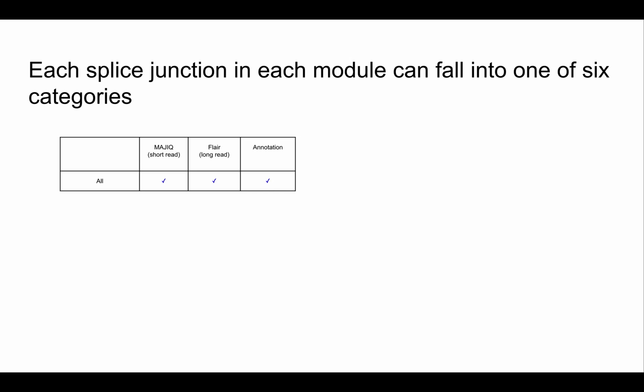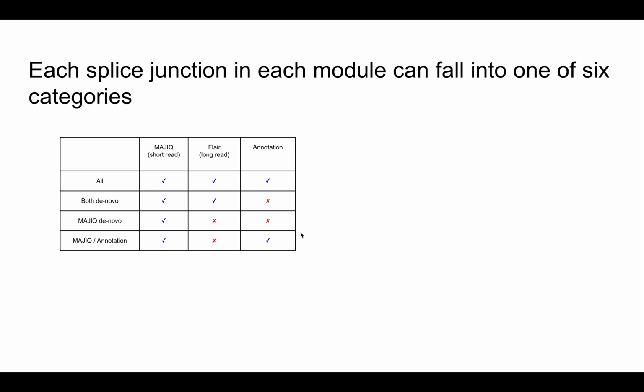Each splice junction in each module can fall into one of 6 categories. All represents when the splice junction is detected in all sources of information. De novo means when the splice junction is not found from annotation. Therefore, post de novo means the splice junction is found in both MAGIC and FLAIR, but not in annotation. These two rows are detected by just MAGIC or MAGIC and annotation.